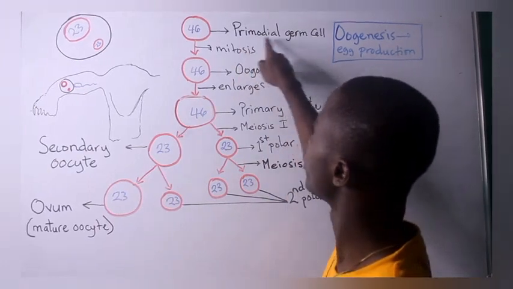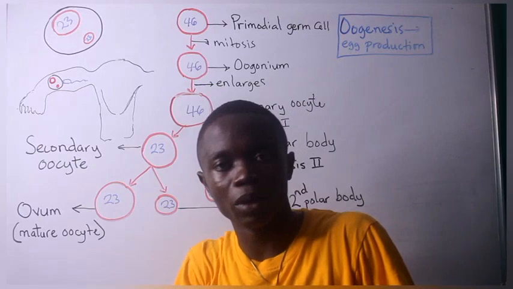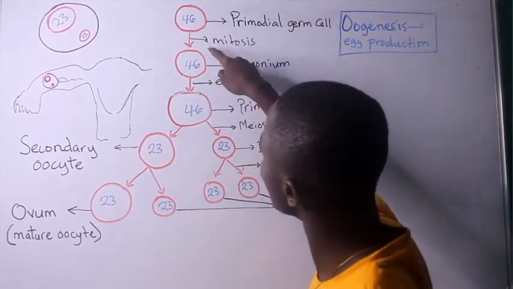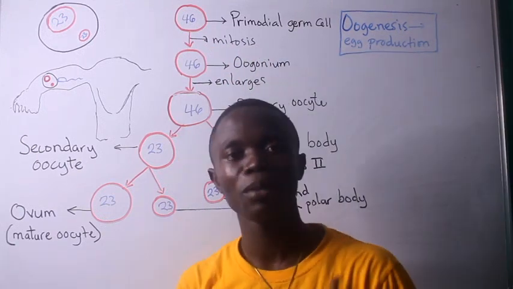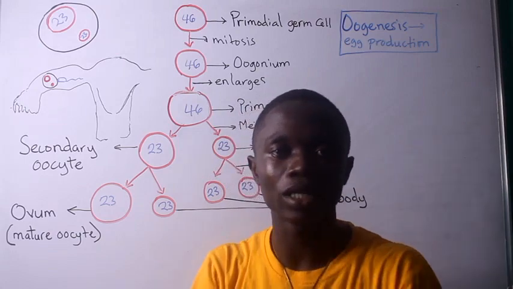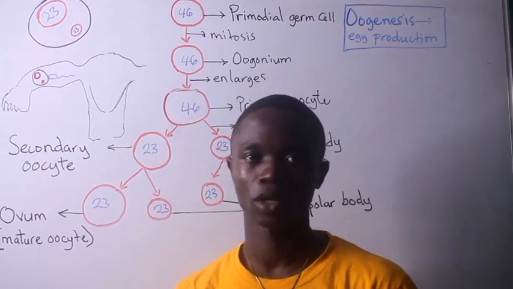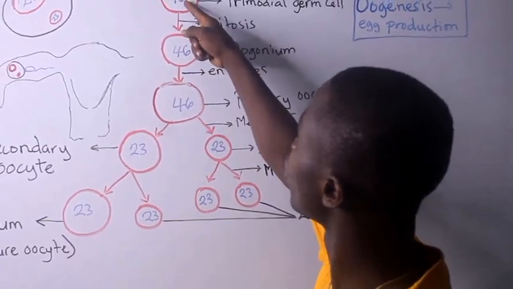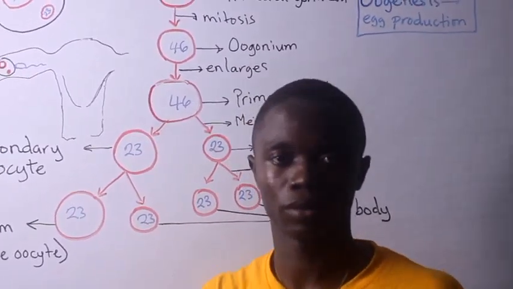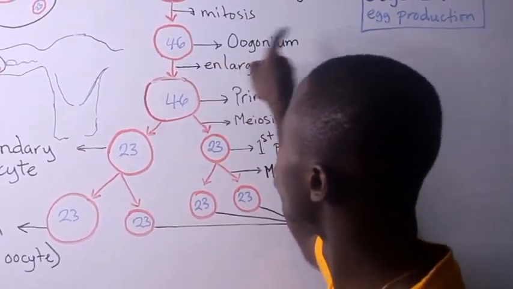So this primordial germ cell, during development, when you're still in your mother's womb as a fetus, starts undergoing mitosis. In mitosis, you take one cell and divide it into two daughter cells and still maintain the same number of chromosomes, that is 46. So when it undergoes mitosis, it produces a lot of oogonia.